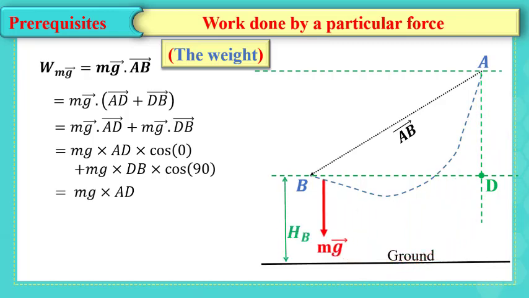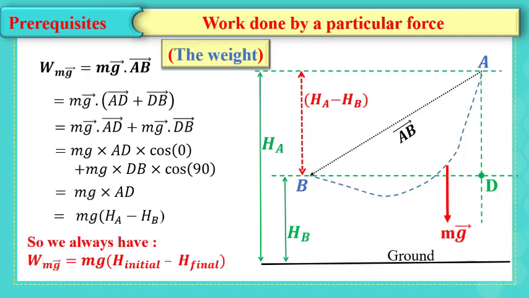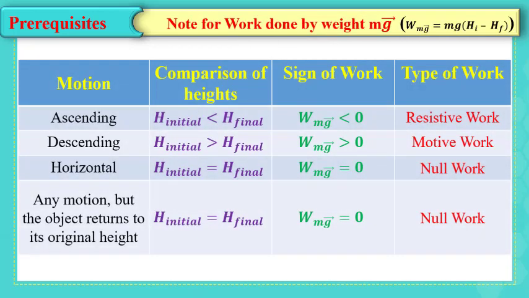Naming the heights of B and A respectively as HB and HA, we can write this rule as mg into HA minus HB. So we always have the work done by mg, which is a constant force, equals mg into H initial minus H final. Note that the work done by weight has different types according to H initial and H final.